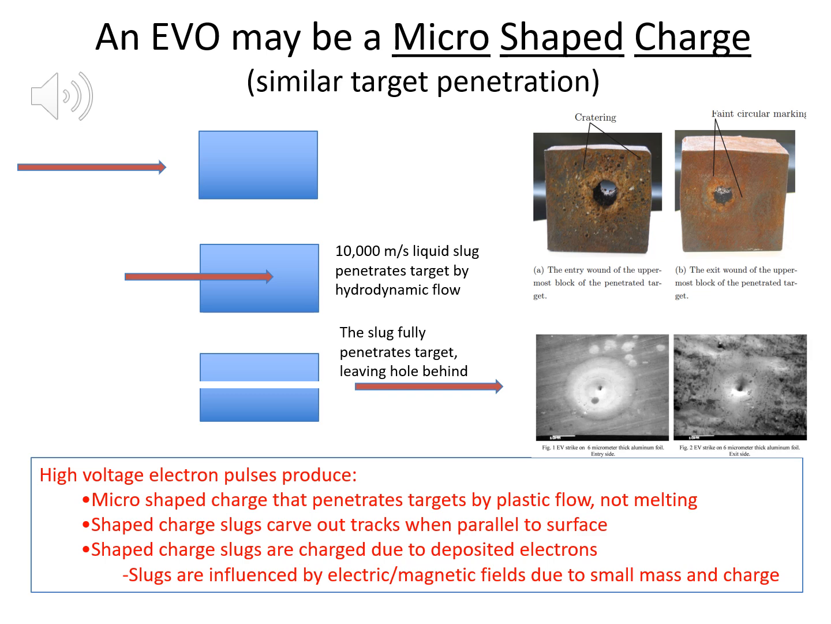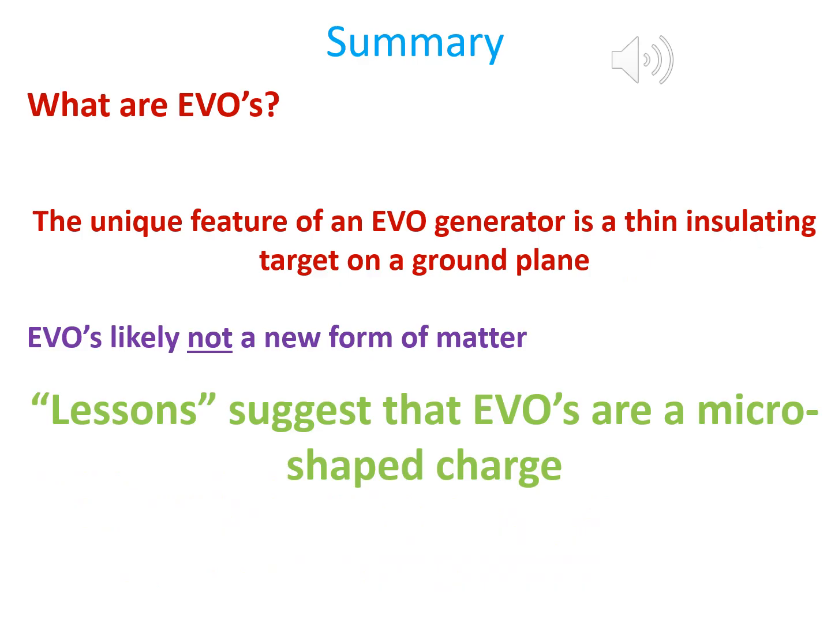Here we see the analogy is complete, where the material fails by plastic flow due to the very high pressure exceeding the hydrodynamic elastic limit of the material. So in summary, what are EVOs? Well, I think they're likely not a new form of matter. And from these lessons, I suggest that EVOs are actually just a micro-shaped charge. Thank you.